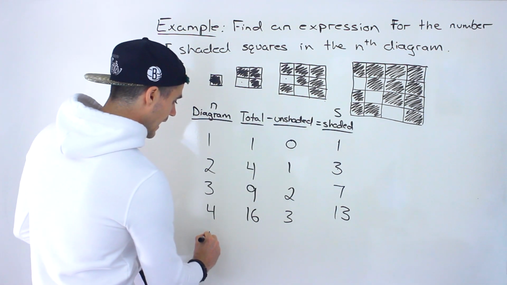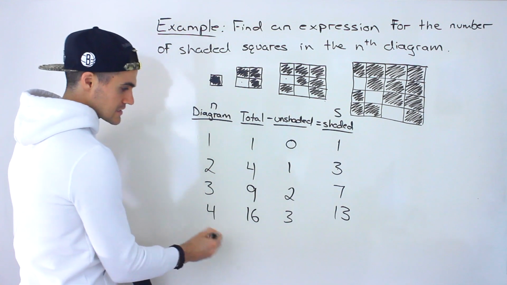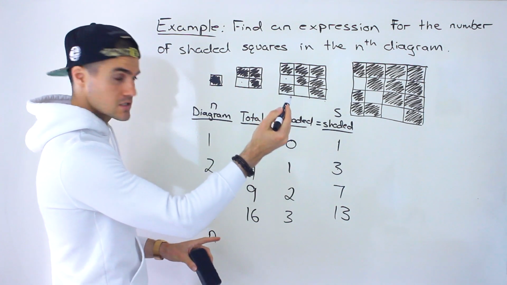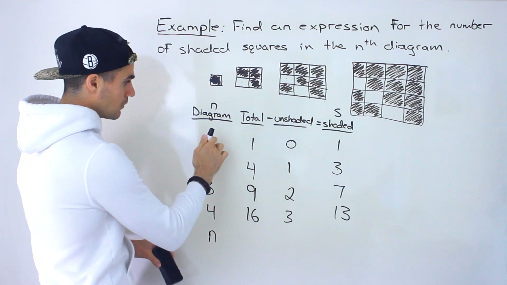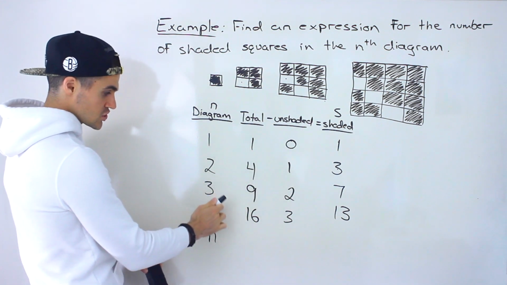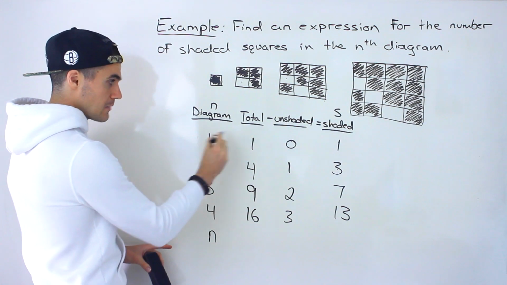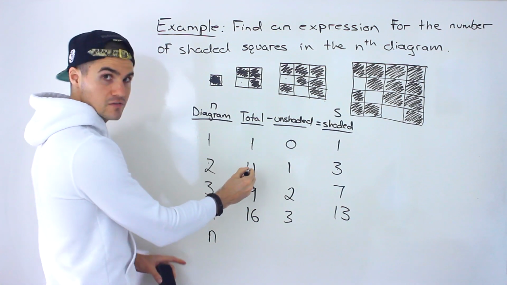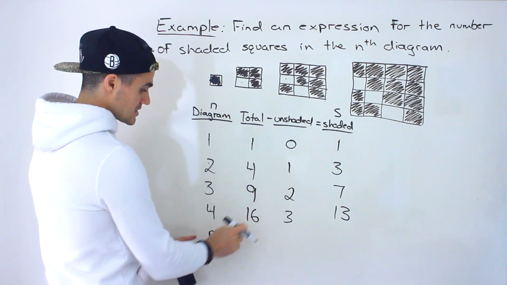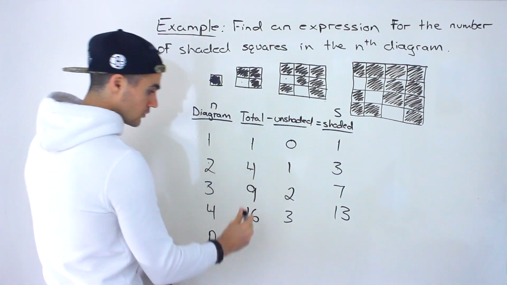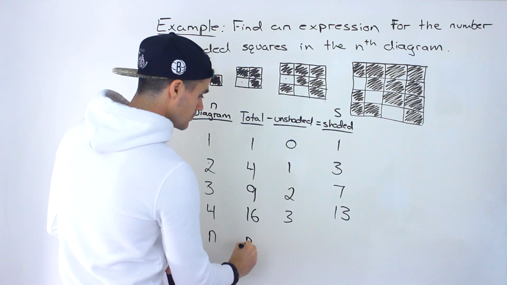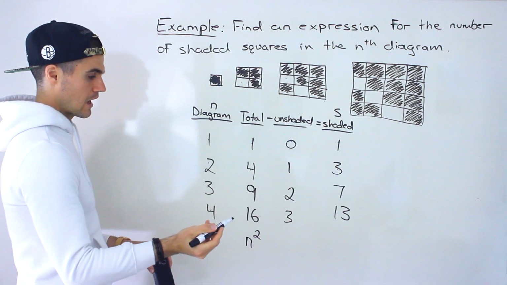So let's say we're dealing with an nth diagram. This could be 5, 6, whatever. What's the total number of regions going to be? Well, how are we getting from 1 to 1, 2 to 4, 3 to 9, 4 to 16? We're just squaring this number, right? 1 to the power 2 gives us 1, 2 to the power 2 gives us 4, 3 to the power 2 gives us 9, 4 to the power 2 gives us 16. And so for the nth diagram, the total number of regions is going to be n squared.